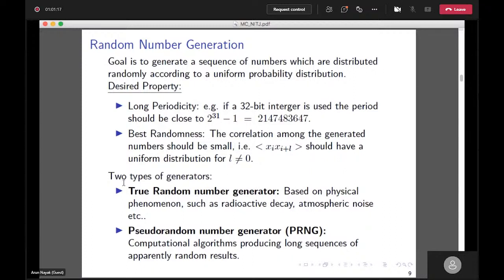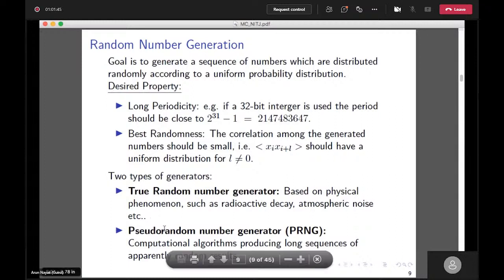There are two types of generators. The first are random number generators based on physical phenomena like, say, radioactive decay. You just have a radioactive nucleus, and when it decays, you count it as one random number, or say atmospheric noise and so on. So they are truly random. You cannot know what is going to come next.